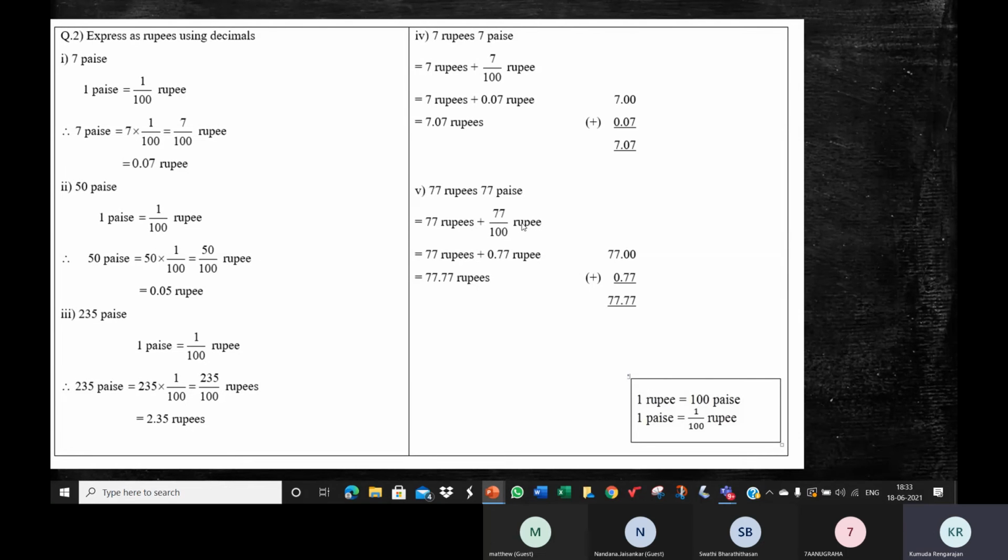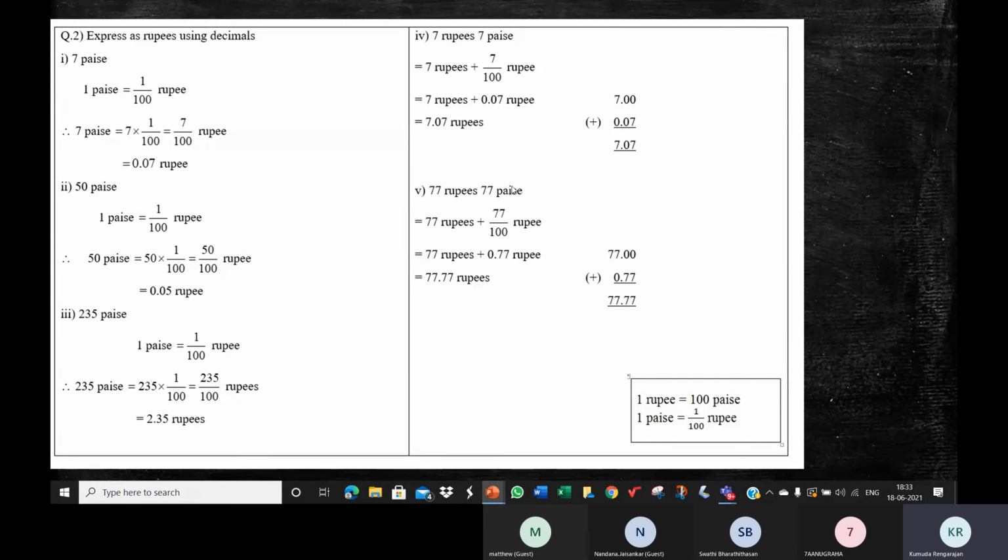So now you know how to convert this to a decimal. 77/100 means the denominator has 2 zeros, so after the decimal point there are 2 digits. So 0.77. Now you just have to add it.